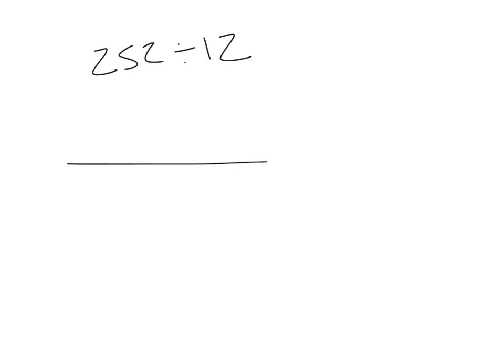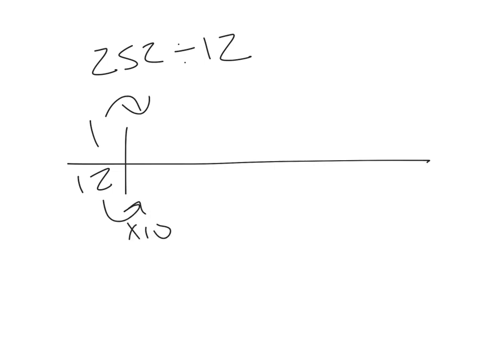So here we go. I'm going to sketch out my ratio table, and I know that if I had one group of 12, there would be 12 here. Now my goal is to get this bottom row to 252. I know that I love to multiply by 10.